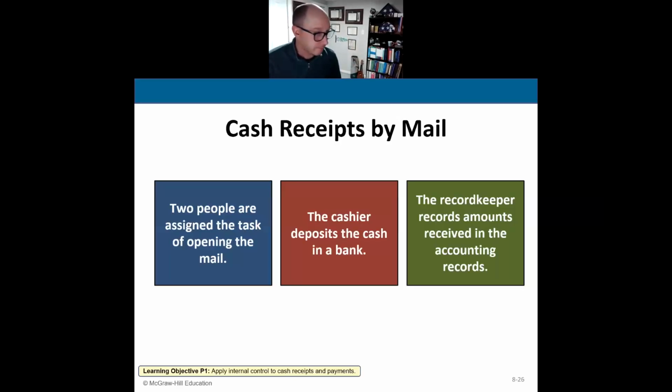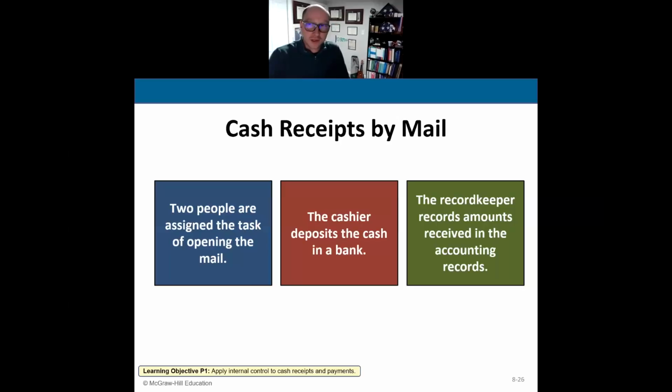Please don't send cash in the mail, ever, for any reason. Never, ever send physical cash in the mail. Why? Because something's going to happen to it. Promise you. Don't put physical cash in the mail.